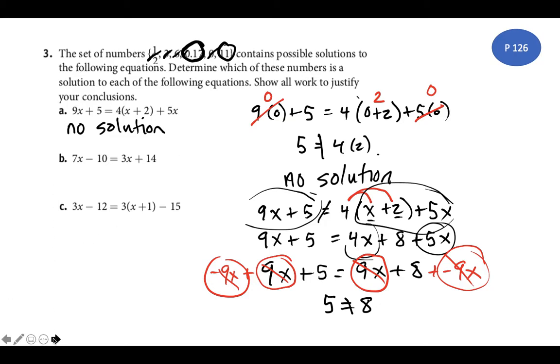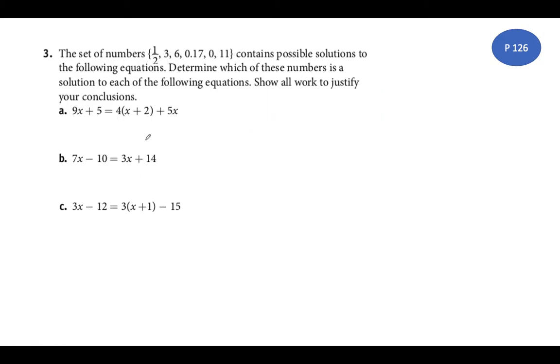I'm going to go to the next page. Okay, so now we have 7x minus 10 is equal to 3x plus 14. So now everywhere I see an x, I'm going to substitute in a half. So instead of 7 times x, it's 7 times a half. I'm going to change minus 10 to plus a negative 10. Instead of 3 times x, it's 3 times a half.